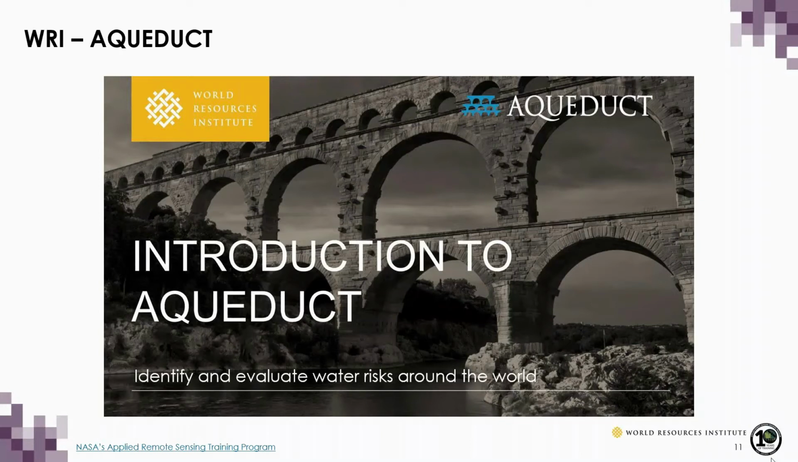Hello, my name is Samantha Kuzma. I am a GIS Research Associate with the Water Team at WRI, and I'll be walking you through a demonstration of Aqueduct. Aqueduct is a suite of tools that can be used to identify and evaluate water risks around the world. Our tools map water risks such as flood, droughts, and stress using open source peer-reviewed data.